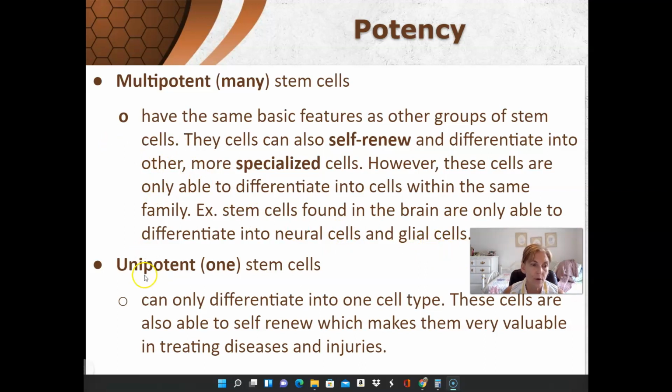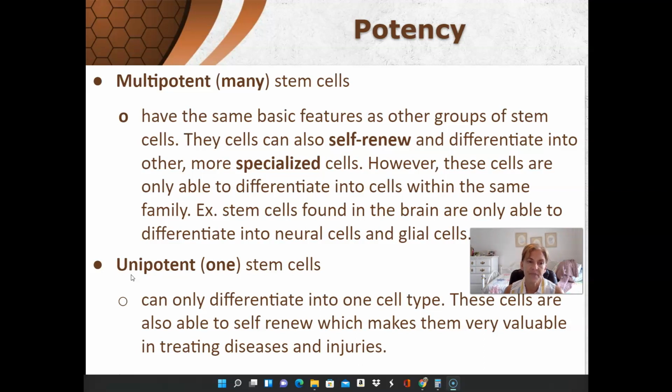And then you have unipotent. Hopefully you recognize uni as one, like a unicycle only has one wheel. So they can only differentiate into one type of cell. So these cells are also able to self-renew. They can regenerate over and over again, but they're only going to become one type of cell. So these are super good for treating diseases and injuries. So this is common for skin grafts, like a burn victim.